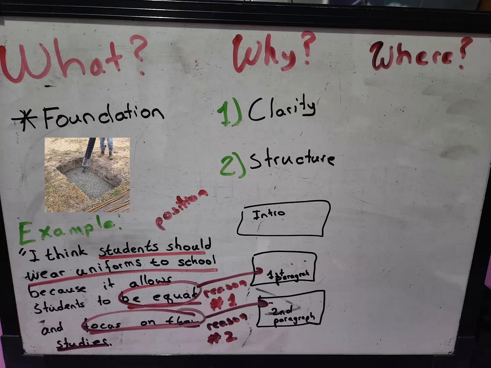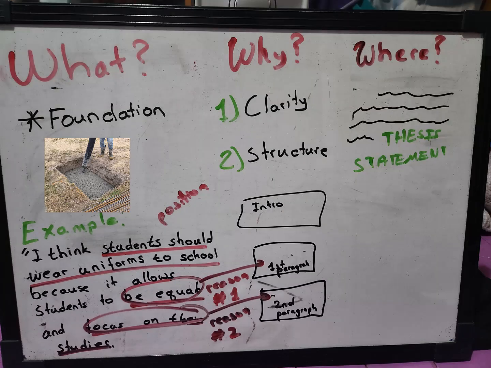Our final question is, where do you put the thesis statement? The most typical place for the thesis statement is at the end of the first paragraph. You can use the first sentences of the first paragraph to introduce your topic, and then finish by writing your position and reasons at the end of the first paragraph as your thesis statement.